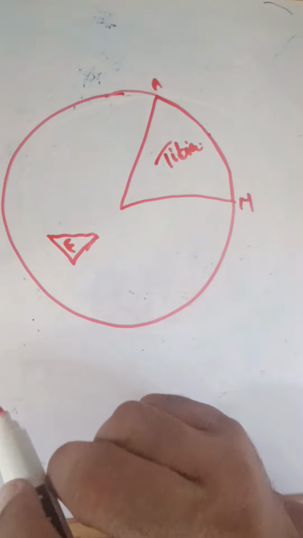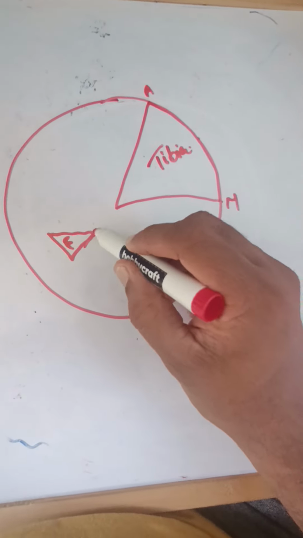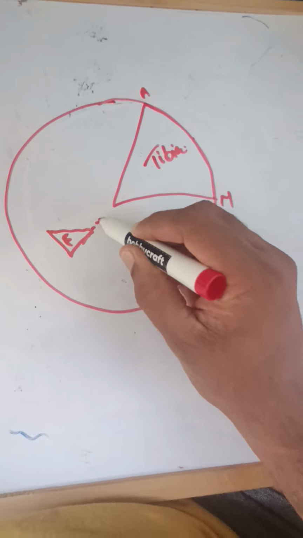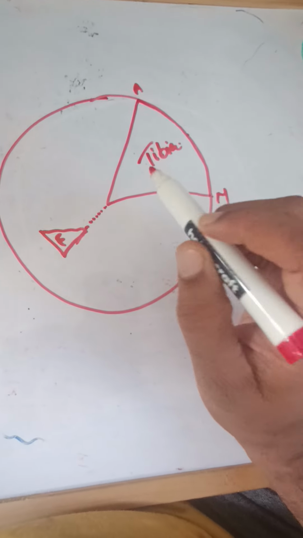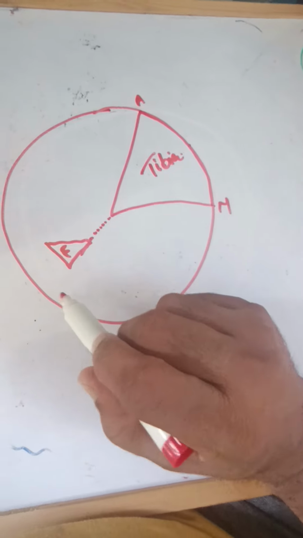Now the next thing we have to draw is the intermuscular septum. So that is the interosseous membrane. So this is the interosseous membrane between two bones, the fibula and the tibia.